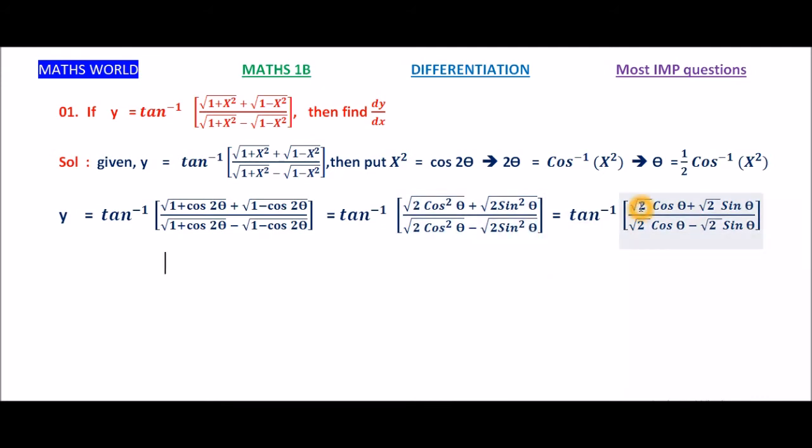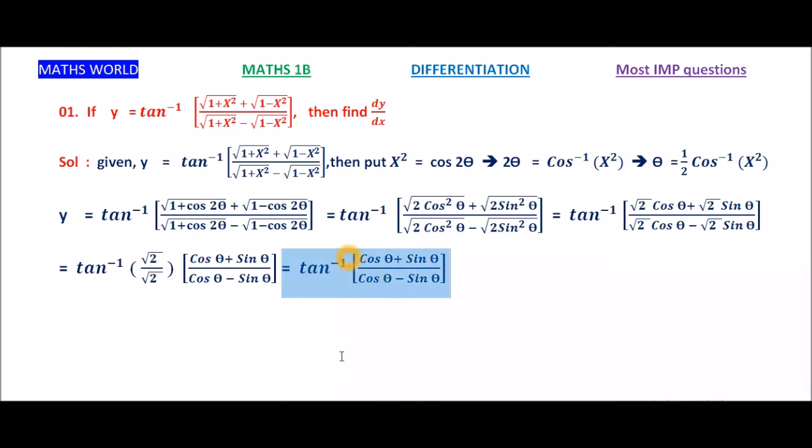Now in the numerator common root 2 and in the denominator also common root 2. Then we get tan inverse of root 2 into (cos theta plus sin theta) divided by root 2 into (cos theta minus sin theta). And root 2 will be cancelled, becomes 1. So that is equal to tan inverse of (cos theta plus sin theta) divided by (cos theta minus sin theta).